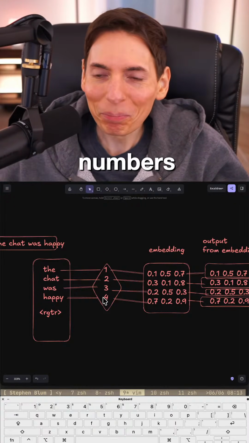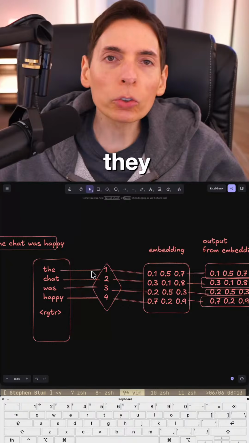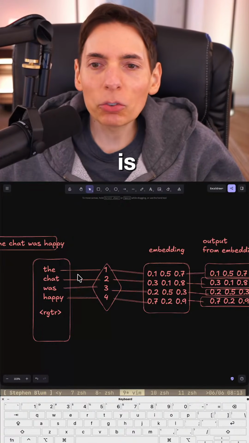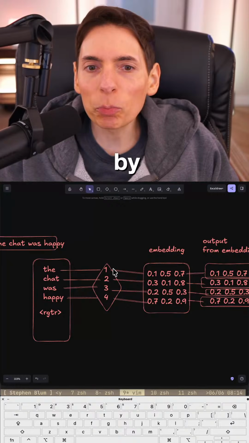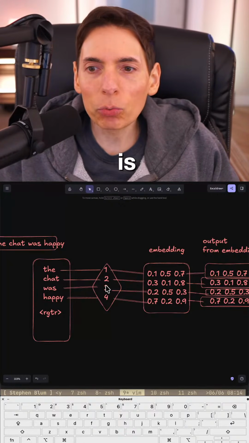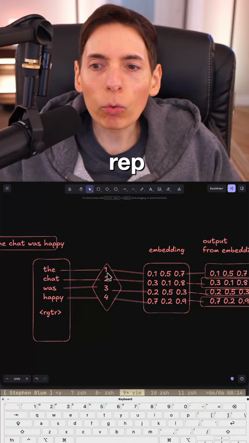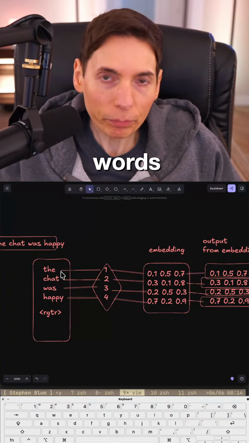It likes the numbers. So we convert these into what they call tokens. Tokens is another word for number, right? So "the" is going to be referenced by the number 1. "Chat" is referenced by the number 2. "Was" is 3, "happy" 4. These are now representative of these words.